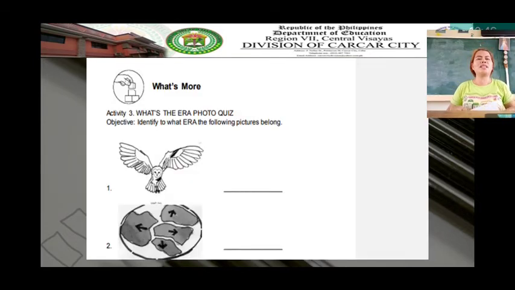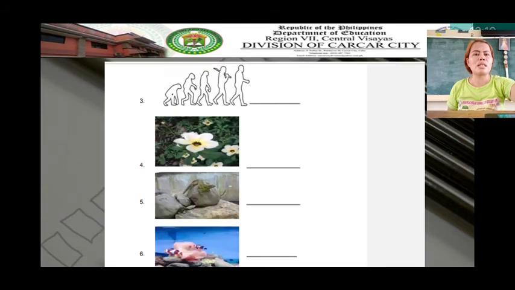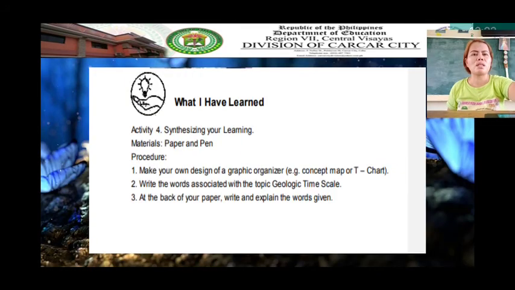Okay, so for the third activity, you're going to identify what era the following pictures belong to. So what are the different eras? We have the Paleozoic, the Mesozoic, and the, can you recall? The Mesozoic, the Paleozoic, and the Cenozoic. Okay, so these are your answers when answering numbers 1 to 6.